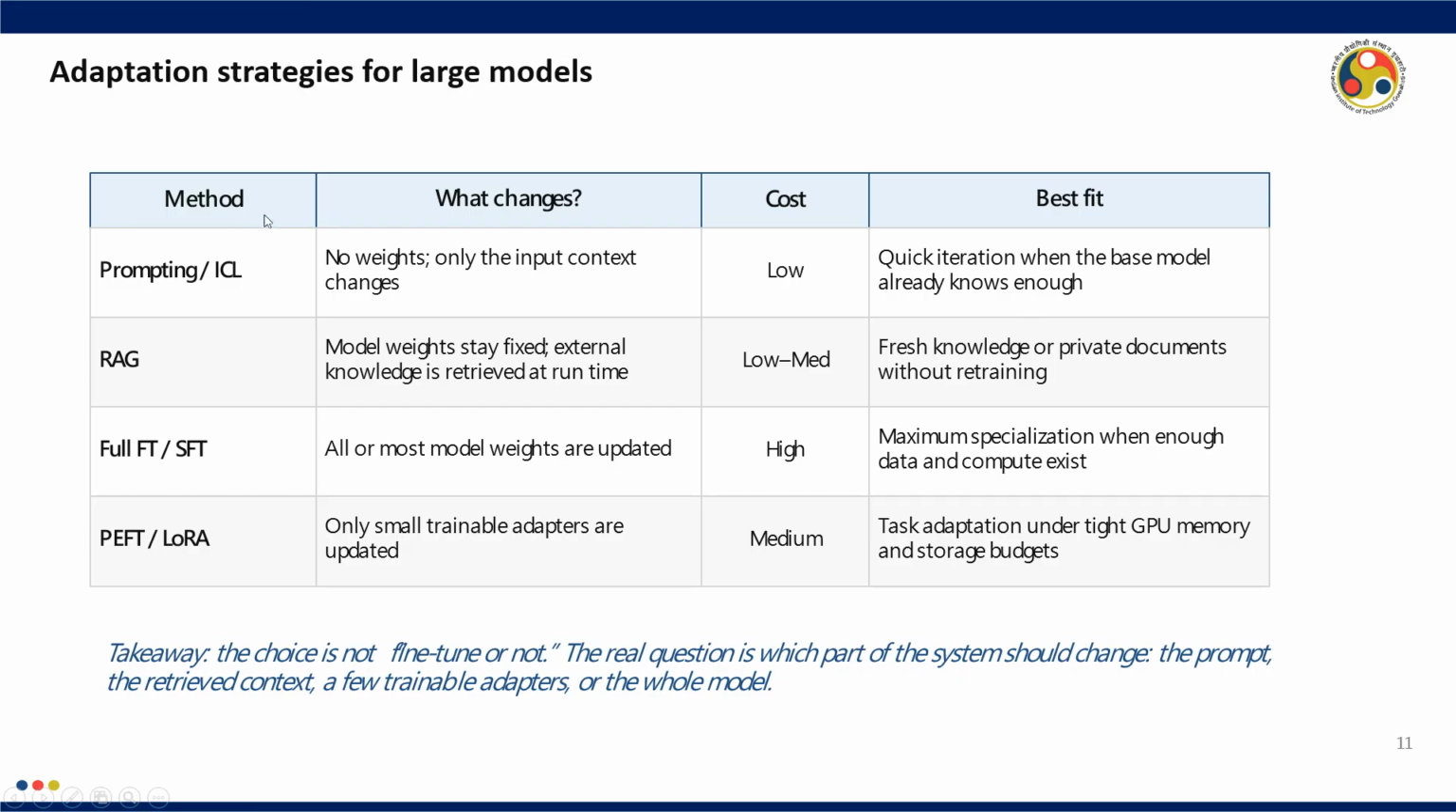Obviously this is connected to your prompt engineering, and basically it is very quick because we do not need to change any weights. The RAG is another way of adapting the LLM which is already pre-trained for this particular domain, which is also called retrieval augmented generation. So this is basically, in cost terms, low to mid, and the model weights stay fixed, but my external knowledge is retrieved at runtime. So here fresh knowledge or private documents without training will be the best fit.